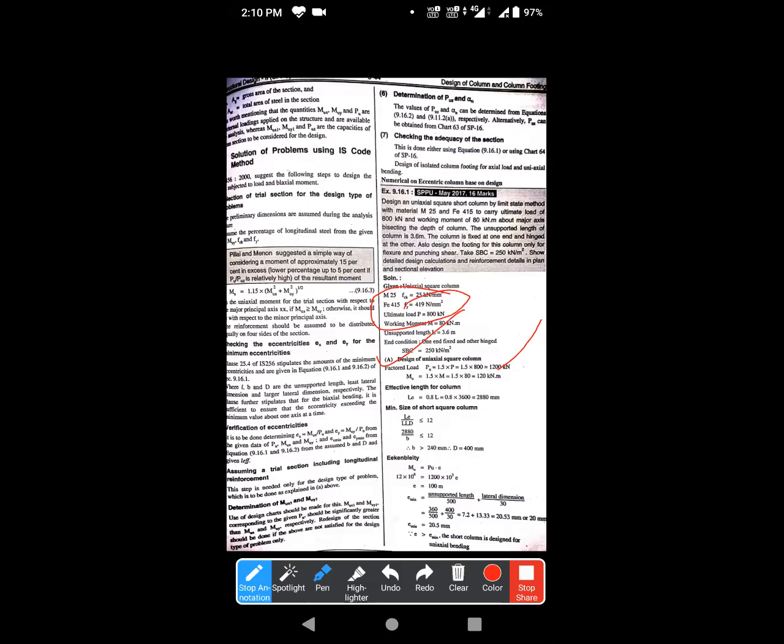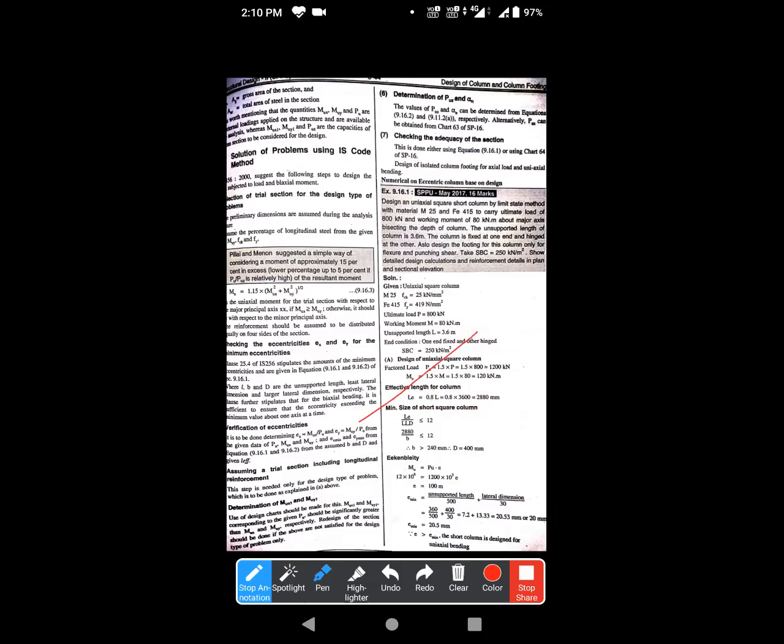Then the effective length depends on the condition. It is given that one end is fixed and the other end is hinged. Therefore it is 0.8 L, where L is the unsupported length, that is 3.6 meter, or 3600 mm. So 0.8 into 3600 gives 2880. The effective length is 2880 mm.